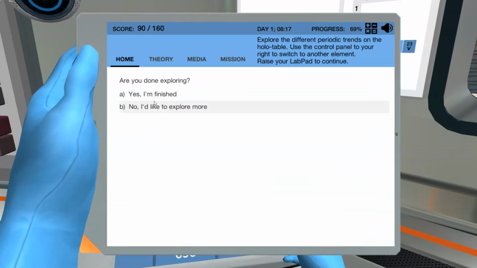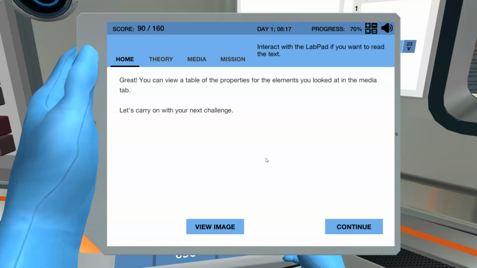Are you done exploring? Great. You can view a table of the properties for the elements you looked at in the Media tab. Let's carry on with your next challenge.